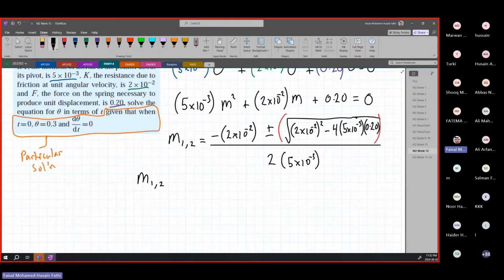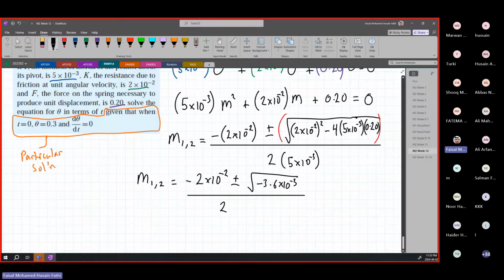So m1,2 is equal to minus 2 times 10 to the power minus 2 plus or minus square root of minus 3.6 times 10 to the minus 3. Since we got a negative value inside here, we know that this is going to be a complex number. We know that we're going to have a complex solution. So 5 times 10 to the minus 3. Actually, let me simplify this as well. This is just 10 times 10 to the minus 3. So it is 0.01. All right.